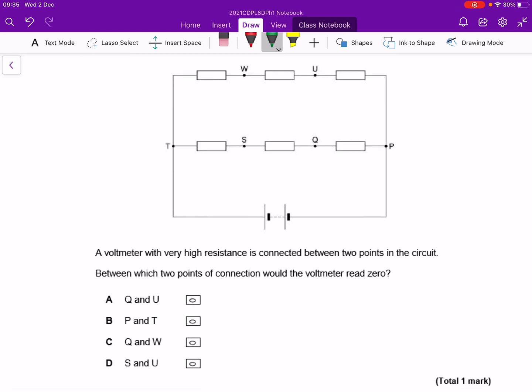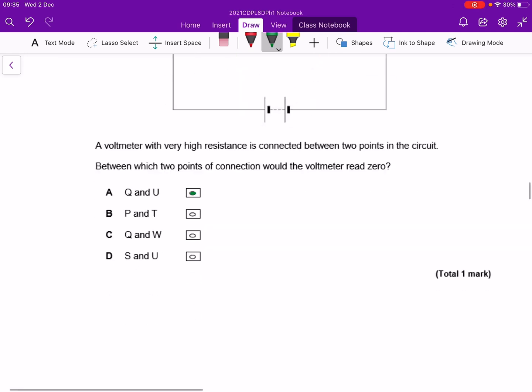Effectively, we need to find 2 points that are the same. So W and S are at like the same point in the circuit. They'll have the same potential, or U and Q. And so U and Q is the correct answer here, because W and S is not an option.